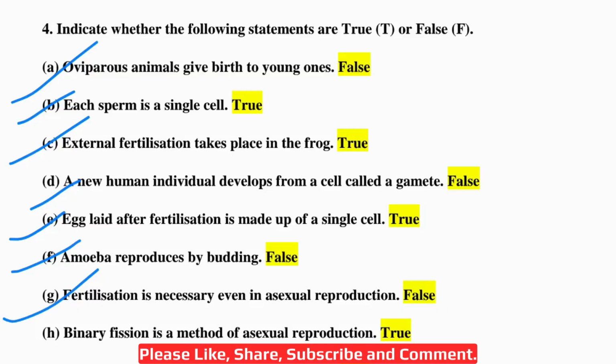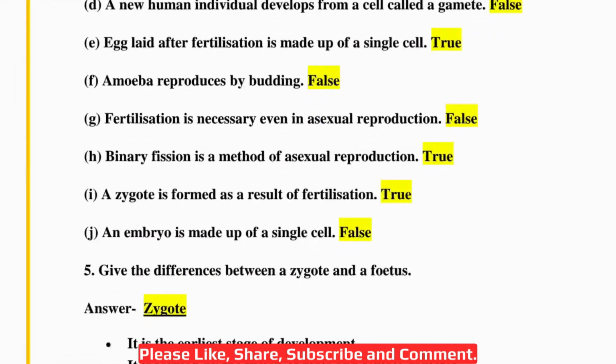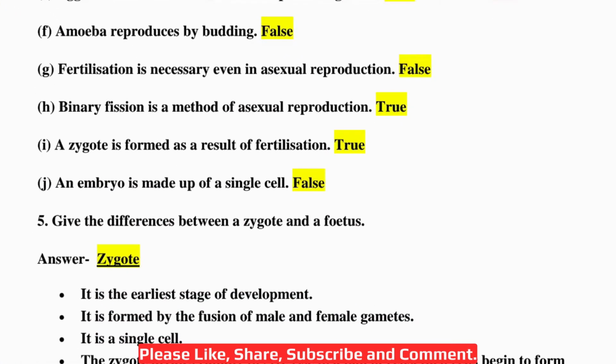Fertilization is necessary even in asexual reproduction. No, this is not necessary. Only in sexual reproduction it is necessary. Then binary fission is a method of asexual reproduction. Yes, this is true. Then I, a zygote is formed as a result of fertilization. Yes. J, an embryo is made up of a single cell. This is false.